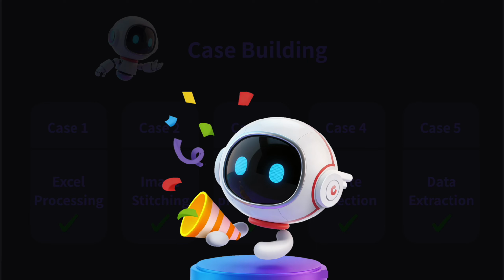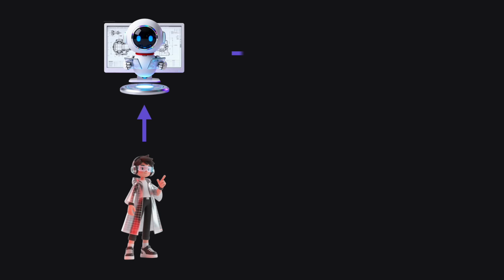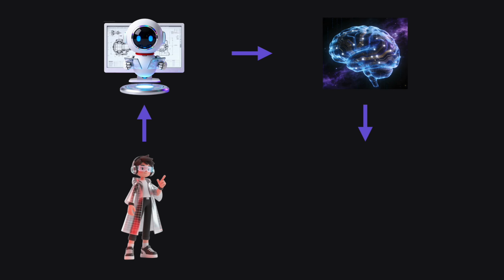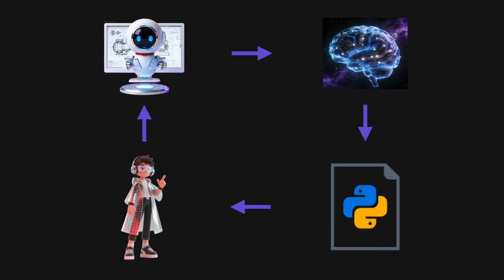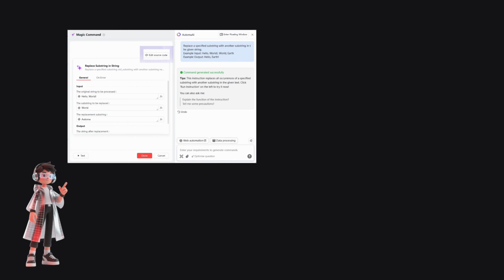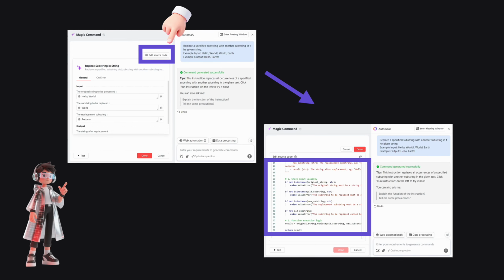Congratulations on completing the building of 5 cases with me. By now, you should be proficient in using Magic Command. In fact, the core of Magic Command is having the large language model generate a complete executable Python code snippet based on your prompts. If you click Edit Source Code in the top left corner, you can view the command's underlying code. If you have basic programming knowledge, you can edit the generated Python code, or even paste ready-made Python code directly to create a command.